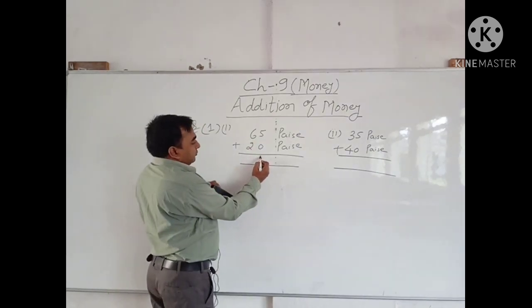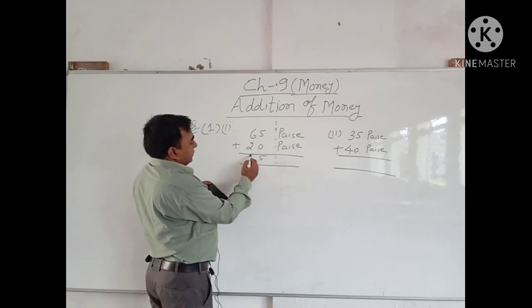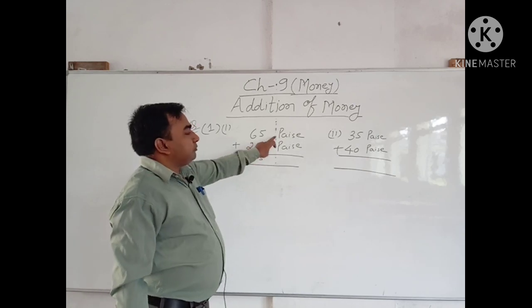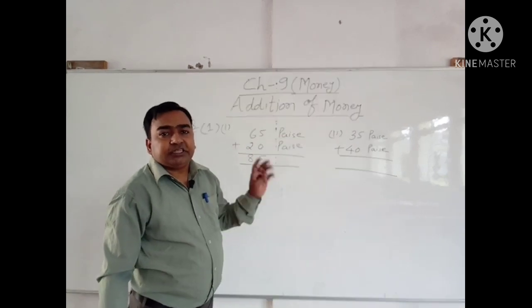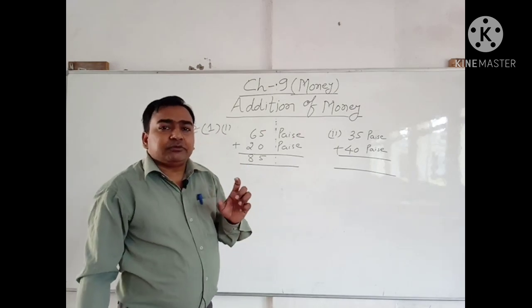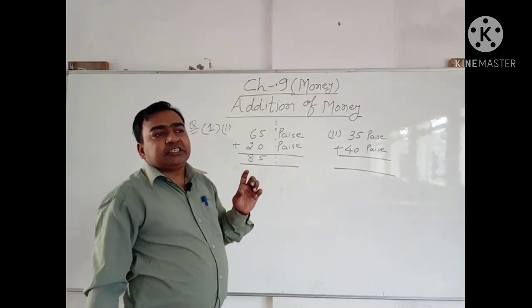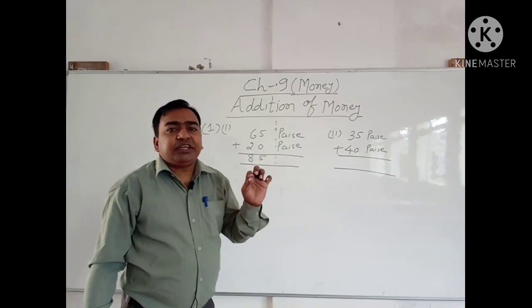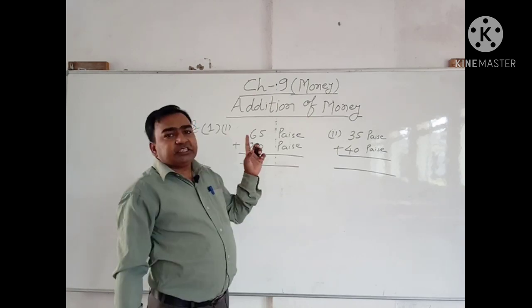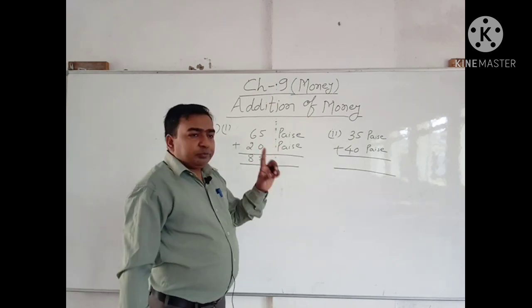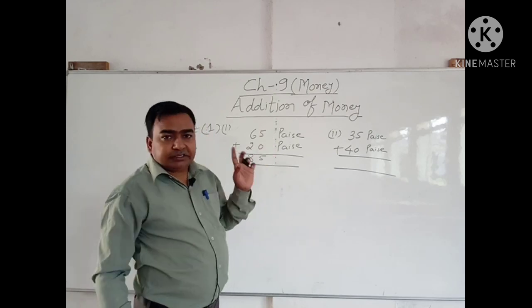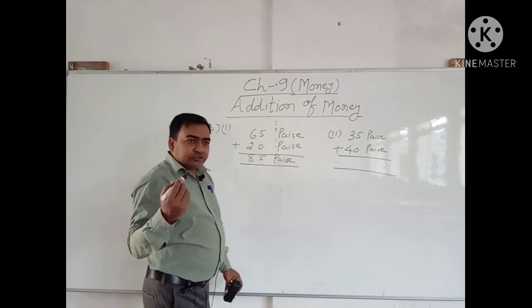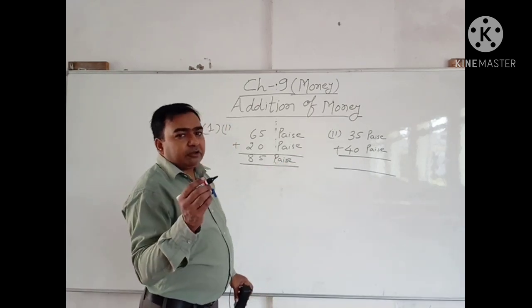5 plus 0, 5, 6 plus 2, 8, 85, and this is the unit. The unit is paise. Paise would be the unit of money. Rupees and paise are the unit of money, because in Indian currency we write rupees and paise. So we will write paise, or in short form you can write P only.